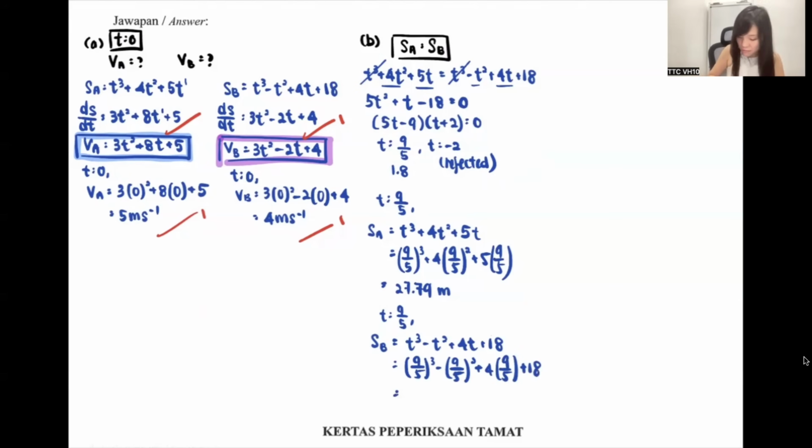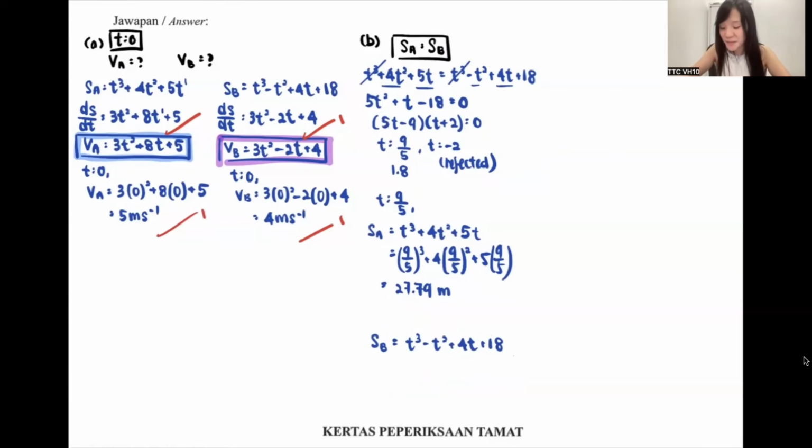Cube minus 9 over 5 squared plus 4, 9 over 5 plus 18. Oh, sorry. Why do I need to find it again? I'm so sorry, my dear. Both of them are definitely at the same place, okay? Guys, you know why, right, my dear? Because they collide, correct? They are of course at the same place, okay?